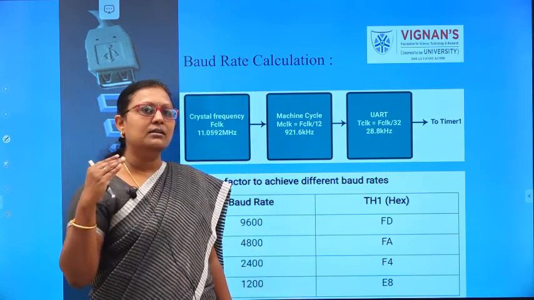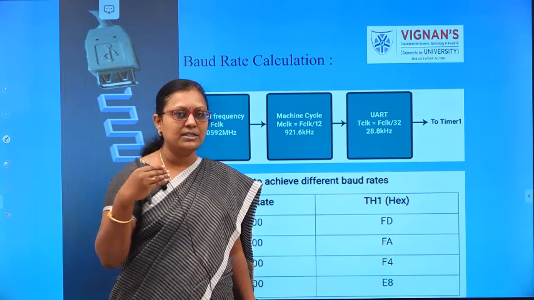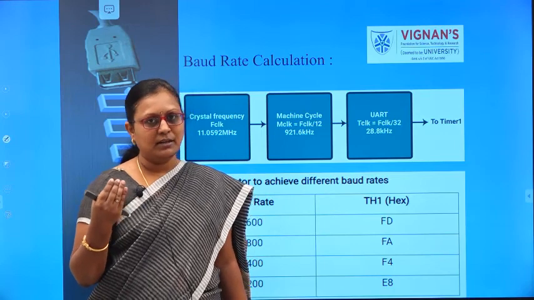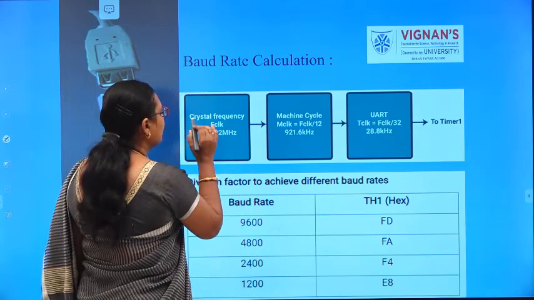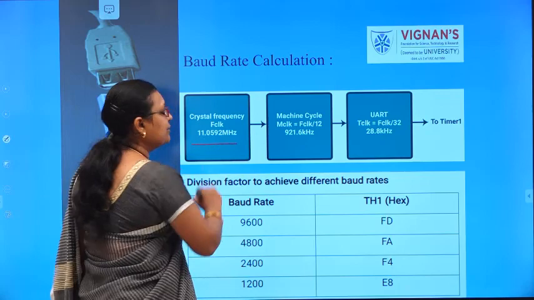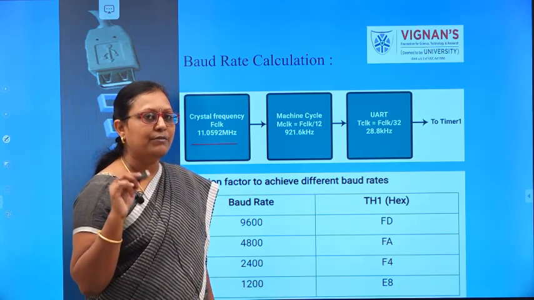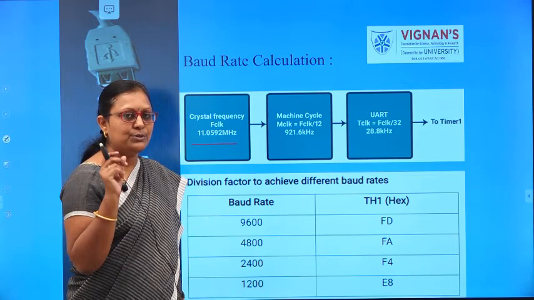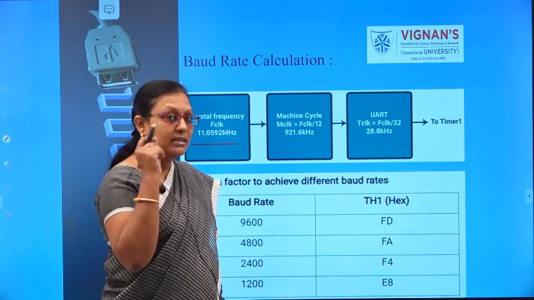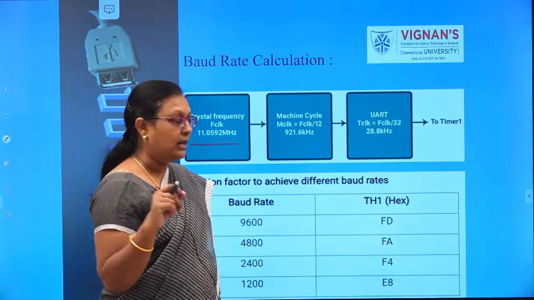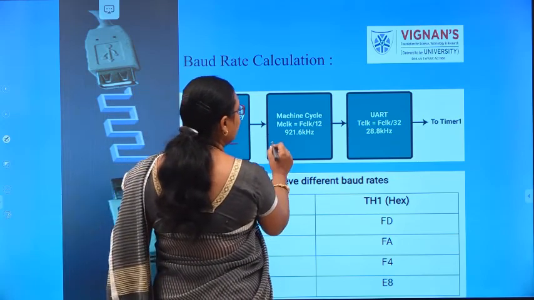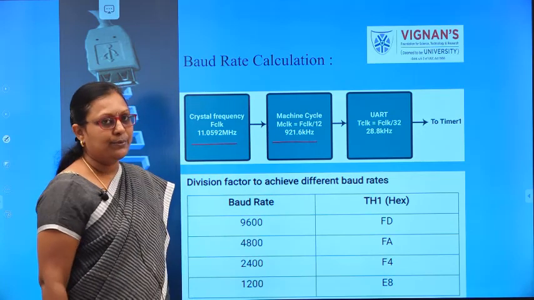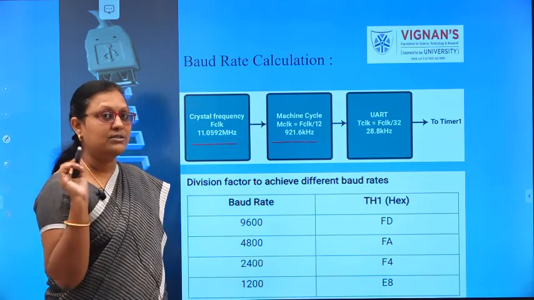One is the frequency generated from the oscillator. Another one is the machine cycle frequency, right? When we are generating the frequency from the oscillator, it is 11.0592 megahertz. This frequency will be divided by 12 in the machine cycle in order to generate 921.6 kilohertz, which will be used by that instruction.